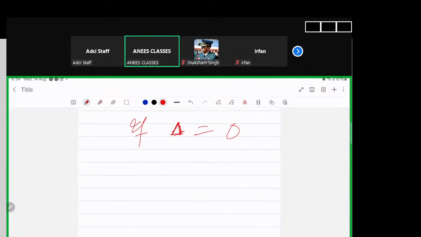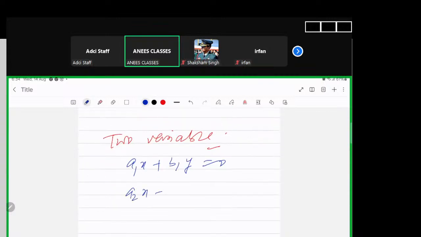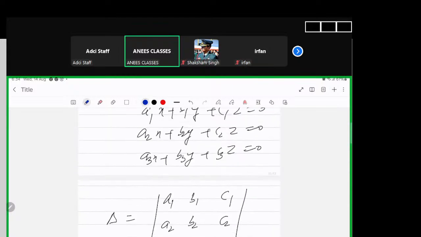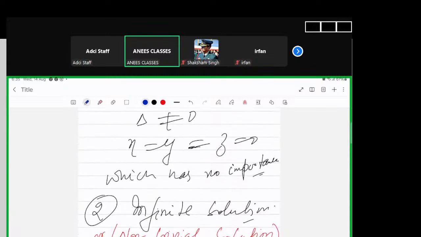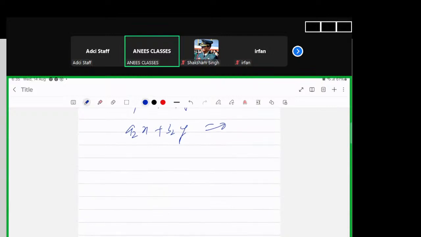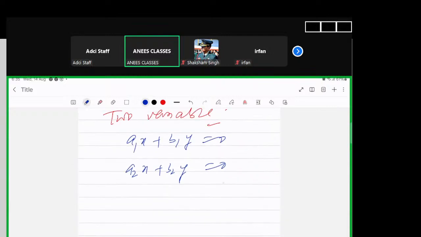Now, two variable system: a1x plus b1y equal to 0, a2x plus b2y equal to 0. Homogeneous is consistent system. Okay. Homogeneous is always consistent system. I will write in the last, homogeneous are always consistent.